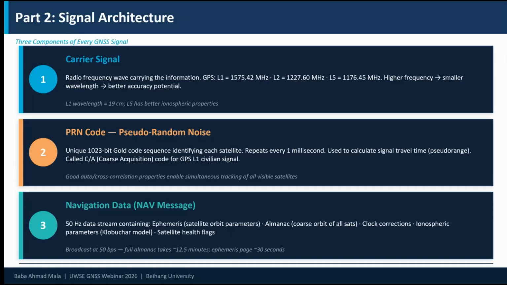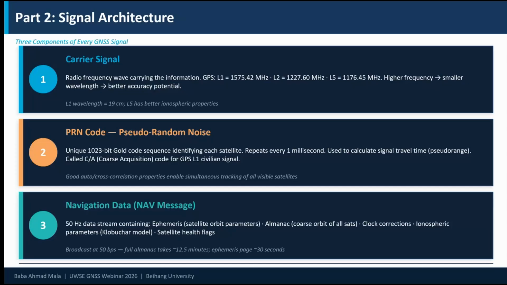And the PRN code, the pseudo-random noise, is a unique 1023-bit gold code sequence identifying each satellite. It identifies each satellite. It repeats every 1 millisecond, which is used to calculate the signal travel time, called the coarse acquisition, or C/A code, for the GPS L1 civilian signal. These are for civilian use. I have the military one as well.